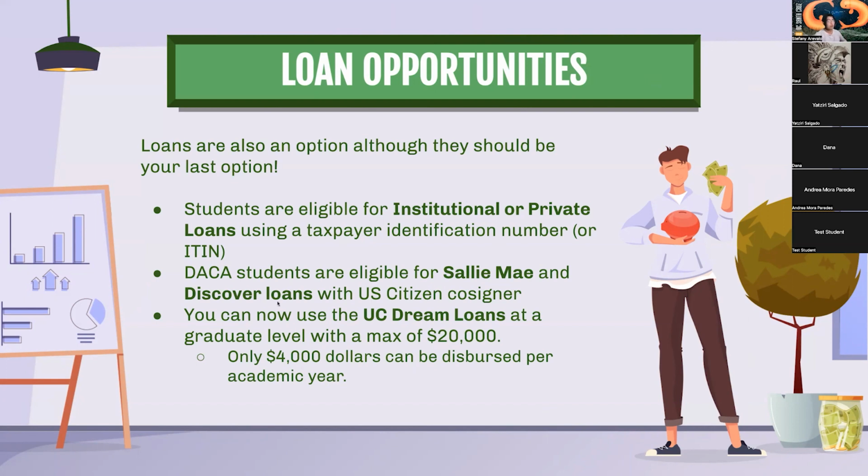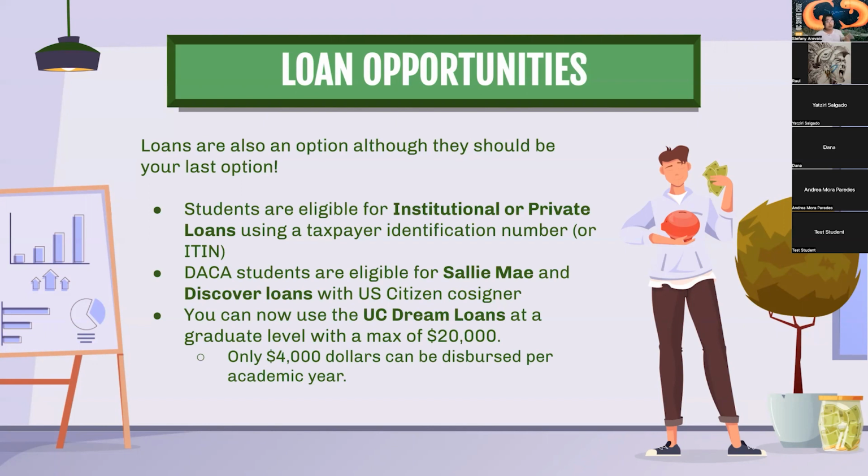Also, if you have DACA, you would be eligible for a Sallie Mae or a Discover loan, as long as you have a US citizen as a cosigner. And finally, we have the UC Dream loans. So if you're planning on applying to a UC for grad school, you can use the UC Dream loan for that too. You can apply, but it's always that $4,000 limit per school year. And they split it into the 3 quarters and give you like 1,000 something each quarter. They don't give you the 4,000 at once. So not that much, but it can help.